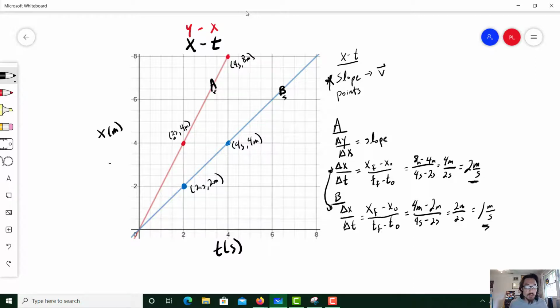So if we were to compare object A versus object B, you tell me, were we correct? Is object B slower than object A? And I would say yes. Yes, it is, because the magnitude of 2 is greater than the magnitude of 1.